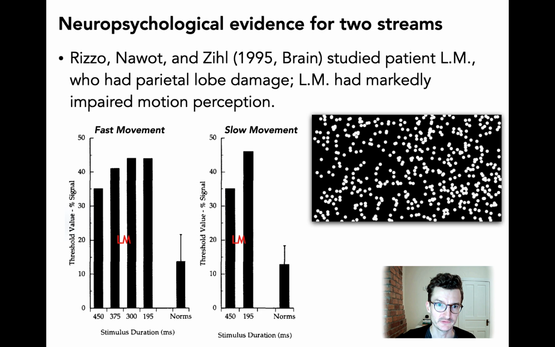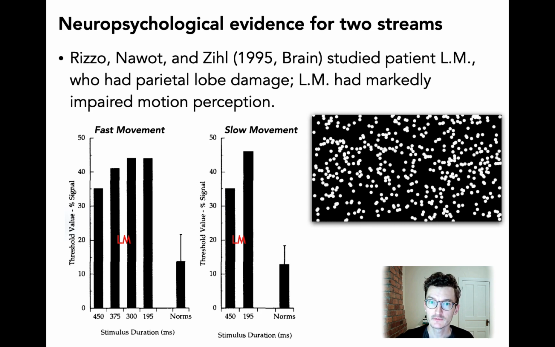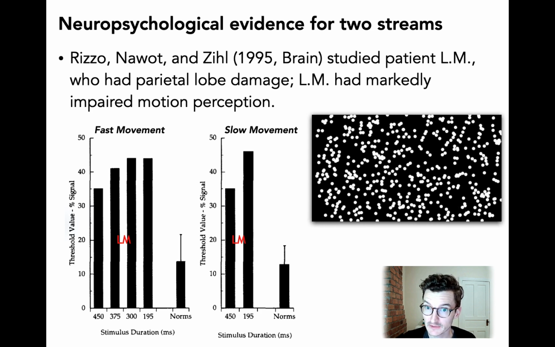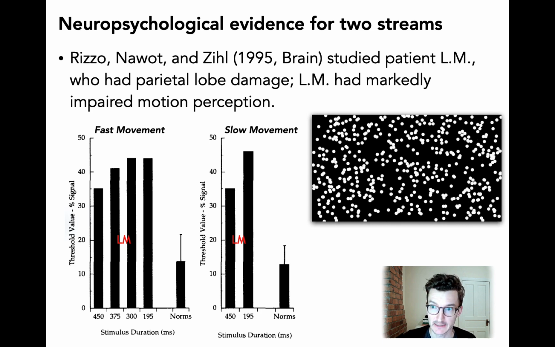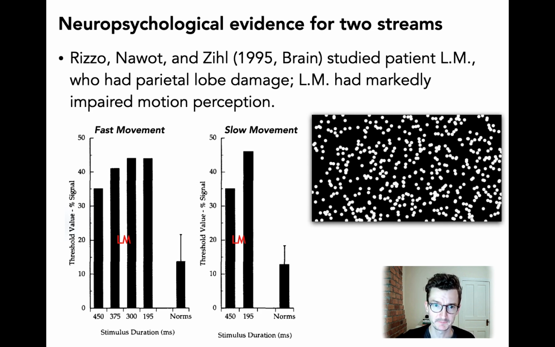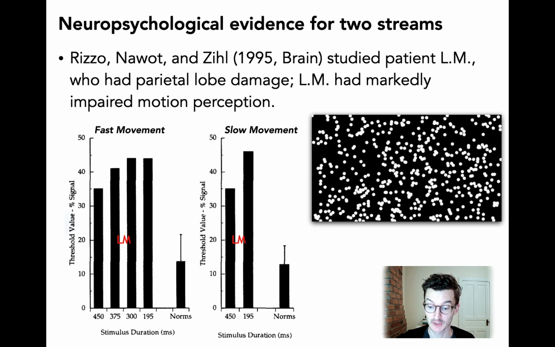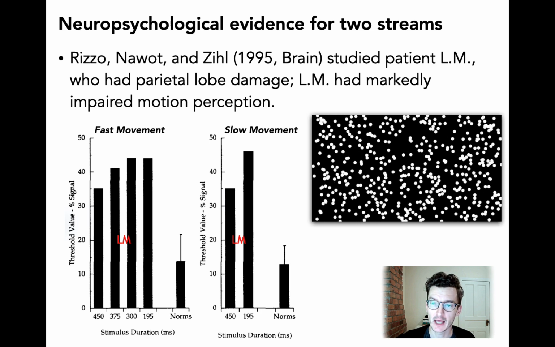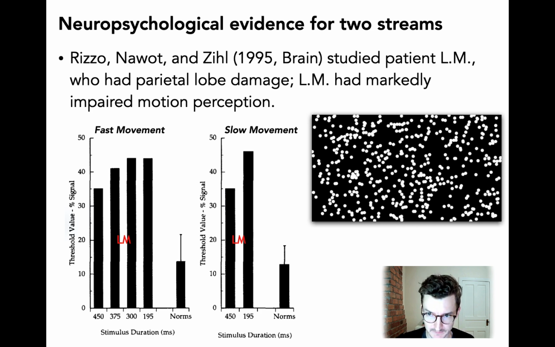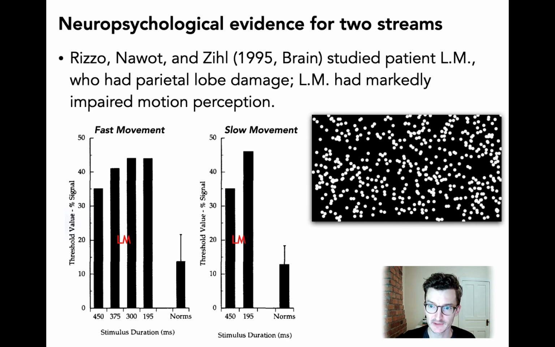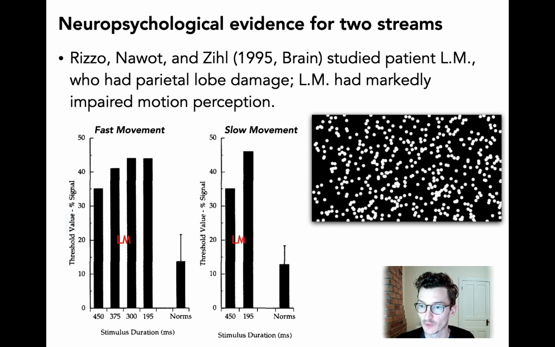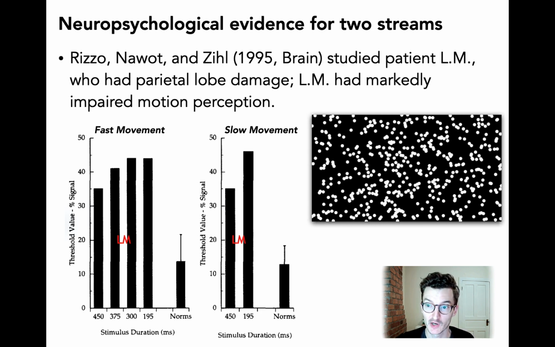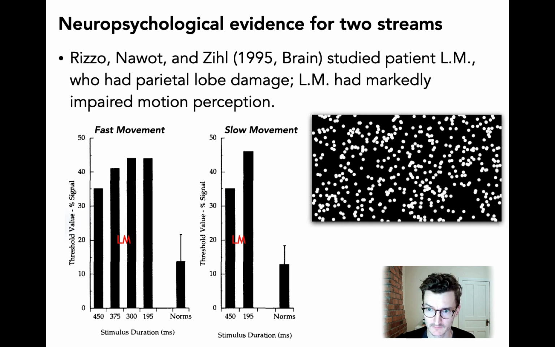And indeed we do. These patients were studied by Rizzo, Nawat, and Zeil in the 90s. In particular, they looked at a patient named LM. LM had damage in the parietal lobe, and they studied LM's perception of visual motion. And they did that using what's called random dot motion. So this is a random dot kinetogram.